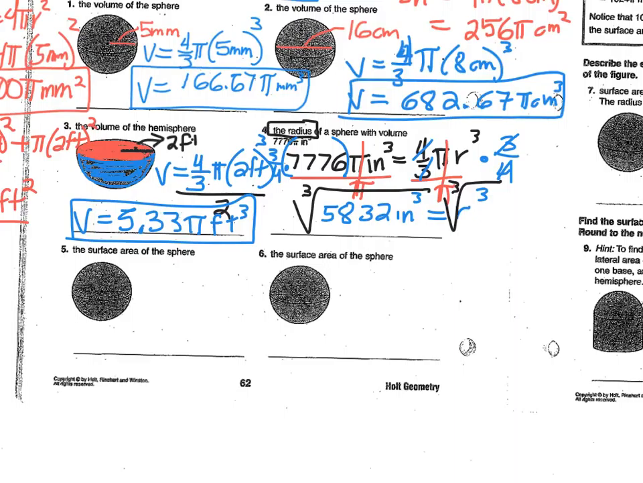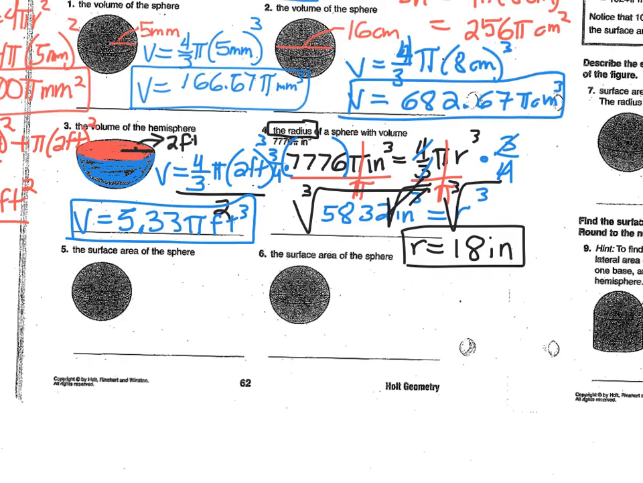So number 4, thank you guys. And then just put the number, 5,832. And did you get a whole number? Yes, that would be what? 18. So the radius is 18, and the cube root of inches cubed, the cube cancels with the cube root, and that is just inches. So the radius is 18 inches, and that's it. Questions about number 4? So far, so good.